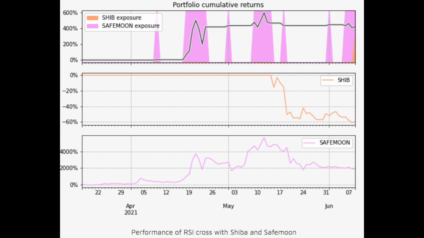There are some cryptocurrencies that have recently started and they did strongly. These are Shiba and SafeMoon. The methodology that crosses two RSI indicators performs rightly, taking into account that Shiba is seeing a constant downtrend.